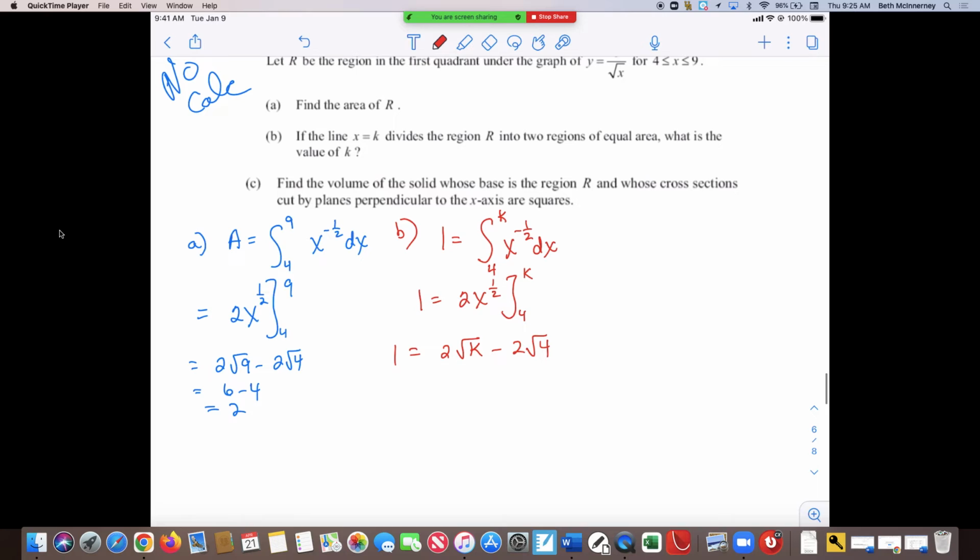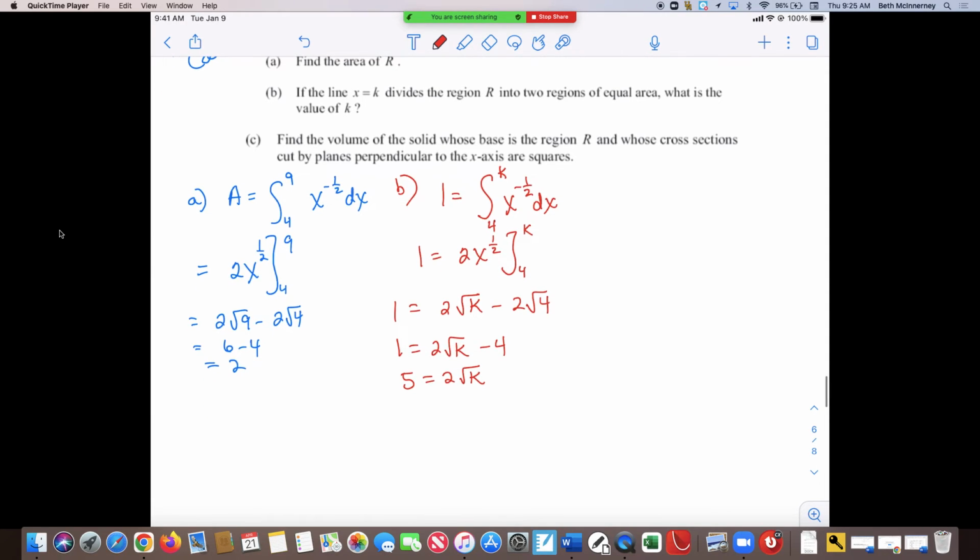All right, so here I go. That would give me 2x to the 1/2, and I'm evaluating from 4 to k. And then all I'm doing now is solving for k, and this is some real basic algebra too. I'm going to divide by 2 and square. So k would be 25/4. How many of you got there?